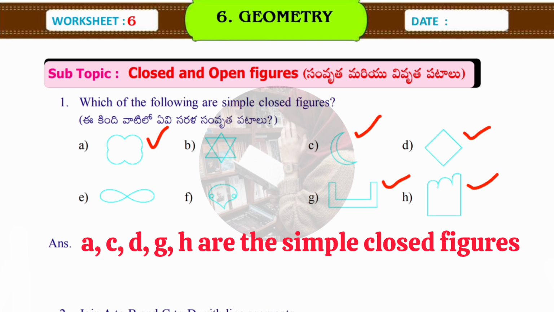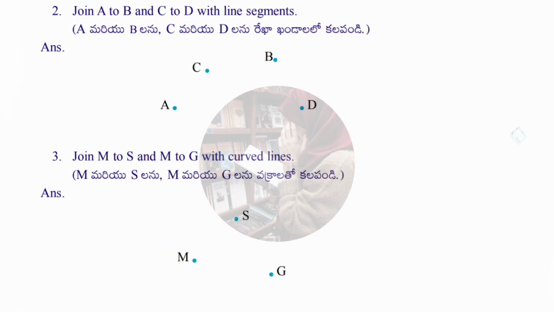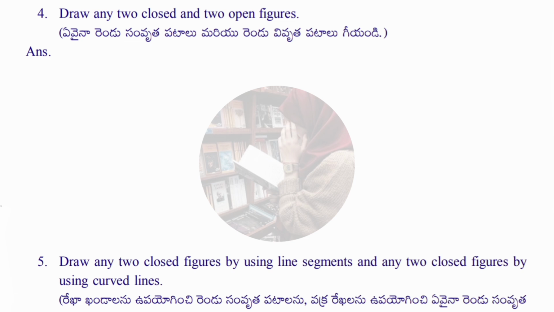Okay. Let's see the second question, which is join A to B and C to D with line segments. Okay guys, you have to join A, B and C, D. Okay, this is the answer for this. Next, third question, join M to S and M to G with curved lines. Okay guys, so this is the answer. Please join it carefully with the help of a square. Okay, understood? Okay, now we'll move to the fourth question, which is draw any 2 closed and 2 open figures.